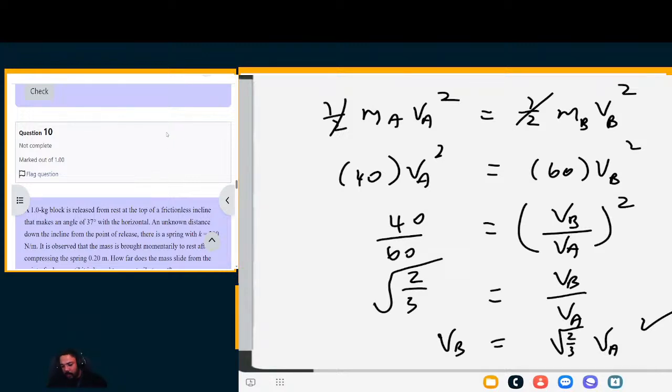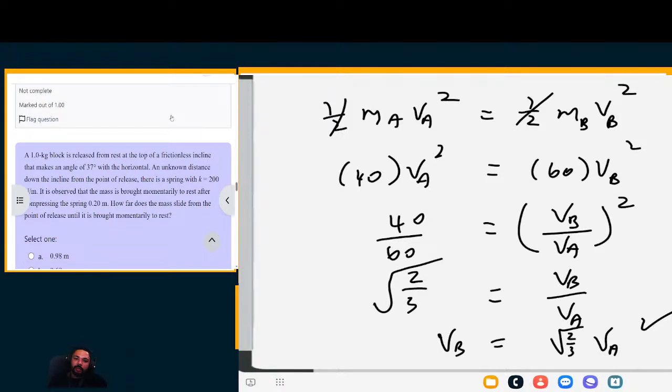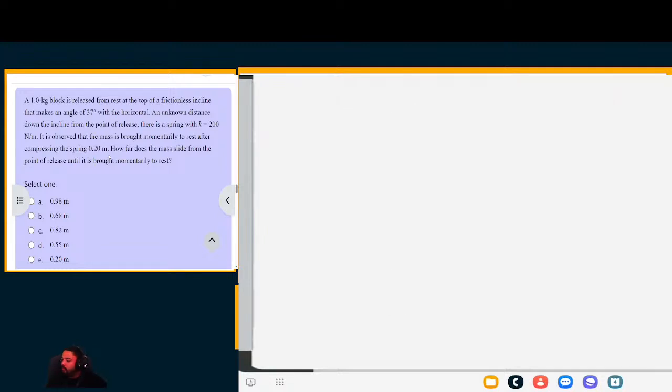Finally, question number 10. Let's check question number 10. A 10 kilogram block is released from rest at the top of a frictionless incline. So we have an incline. Let's write down: a 10 kilogram block is released from rest at the top of a frictionless incline.